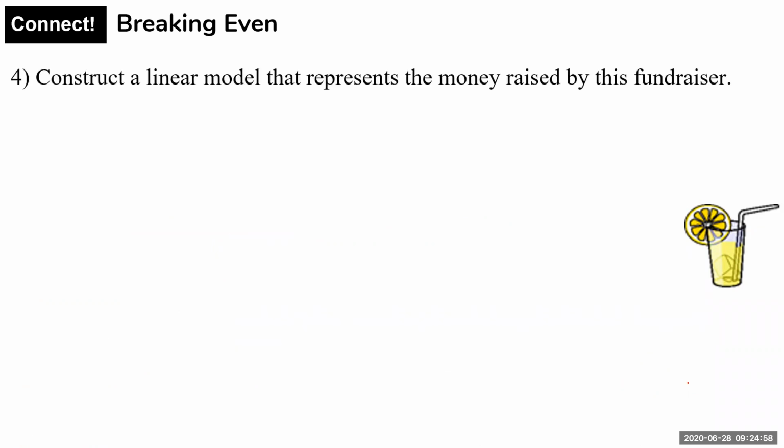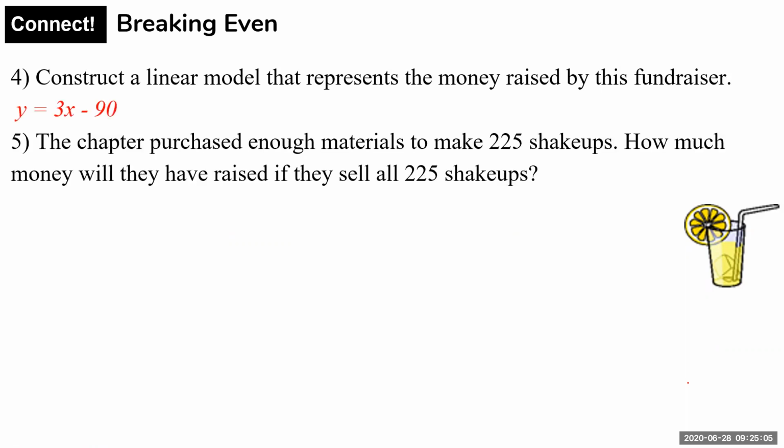Now, construct a linear model that represents the money raised by this fundraiser, and that we have done already. But the chapter purchased enough materials to make 225 shake-ups. How much money will they have raised if they sell all 225 shake-ups? Because x represents the number of shake-ups, you plug in 225 for your x, and they will be able to raise a profit of what?